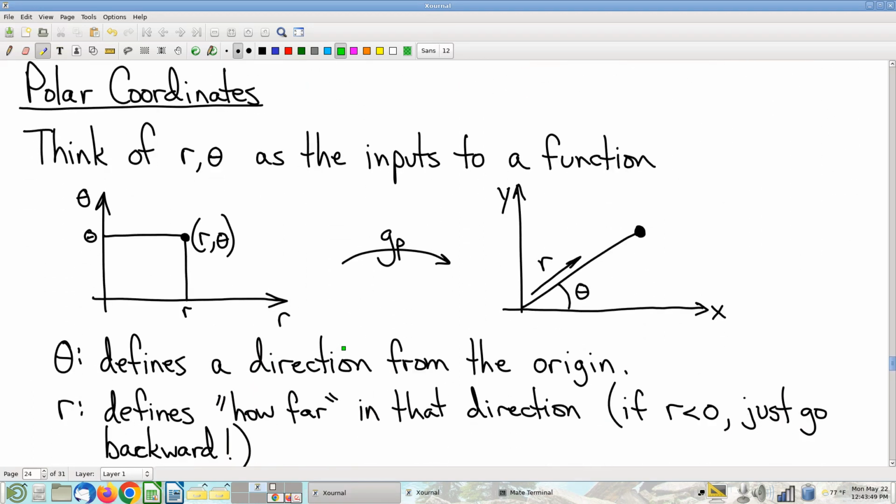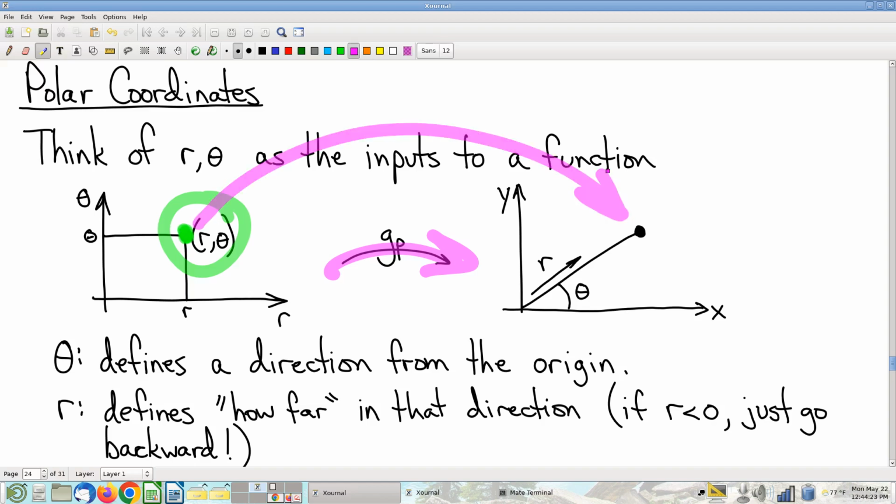All right, so the first coordinate system is called polar coordinates. I think a lot of y'all may have seen these before. You can define these coordinates without creating a function, but I think it's valuable to think of them as inputs to a function. So the function in question is this right here that says if you give me an r and a theta, you put those numbers into this function and out comes a location in the xy plane, namely an x and a y.